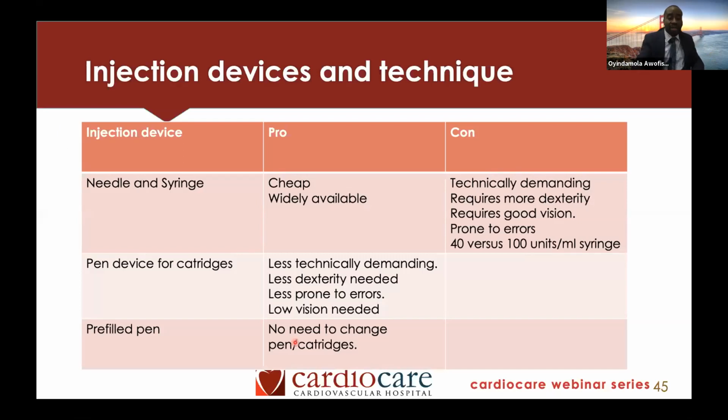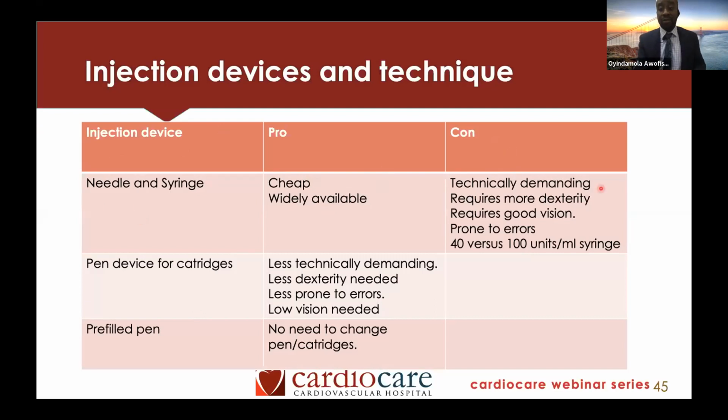Okay, so there's a basic syringe and needle device. I'll show it in one of these slides down the line, which we all know. It's cheap and widely available and is perhaps the most used. The study I quoted from Umar earlier said that I think it was 99% of the patients with diabetes were still using needle and syringe.